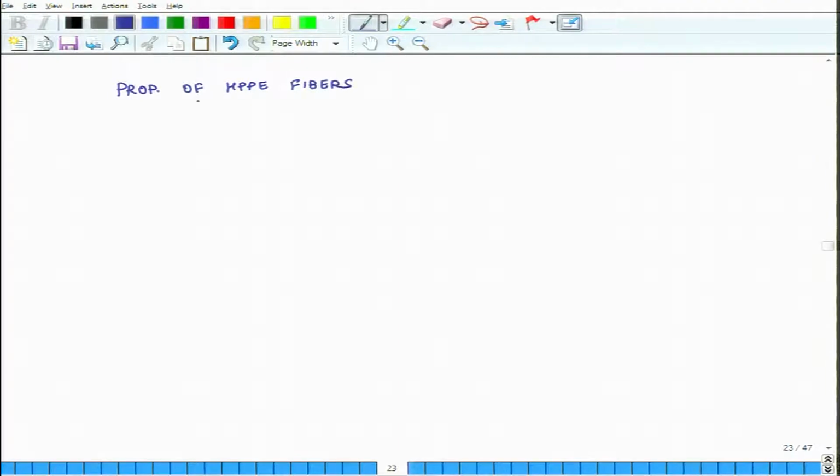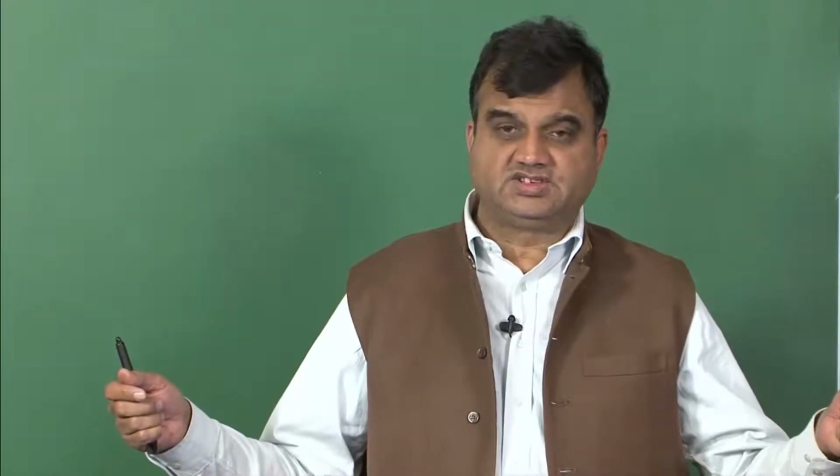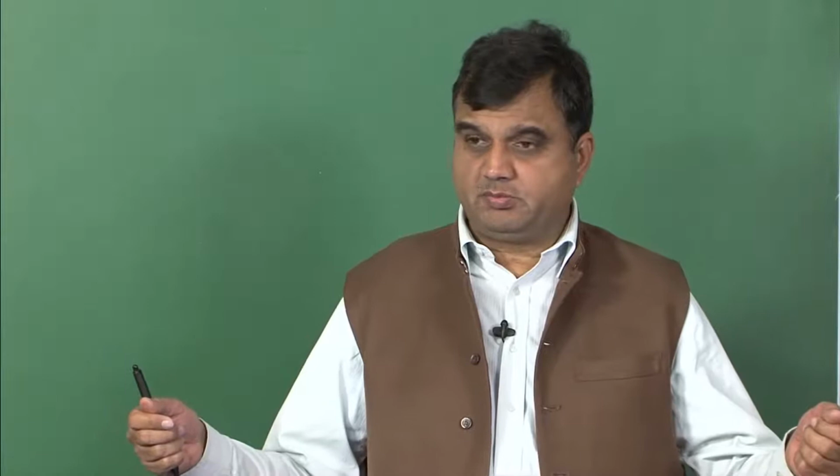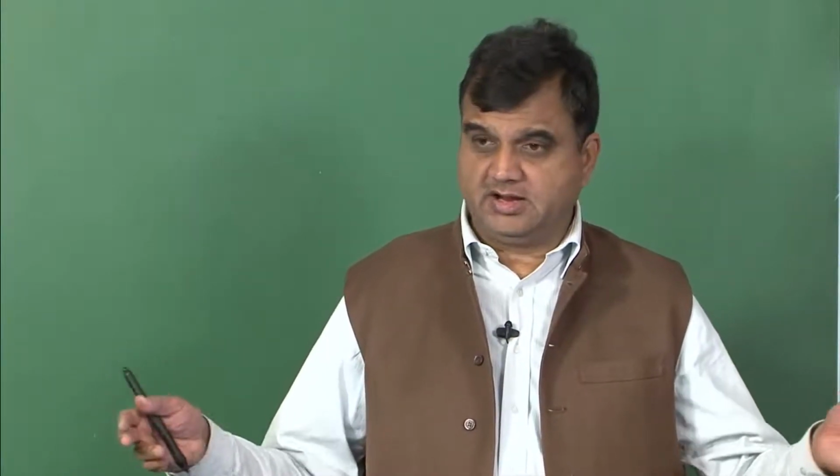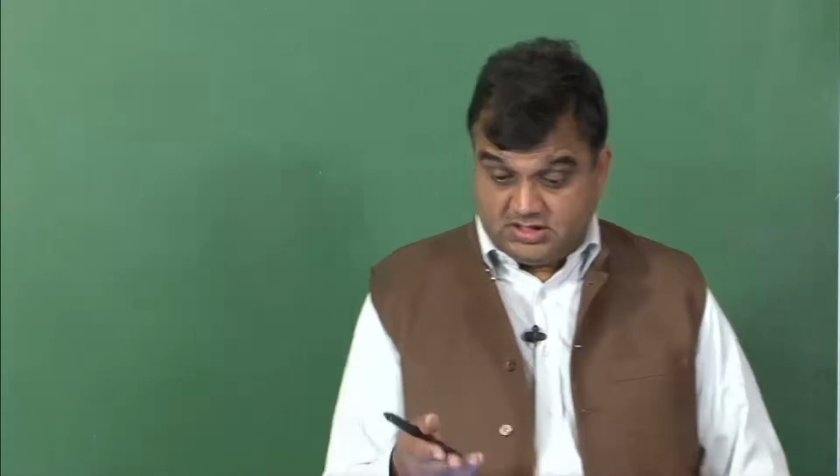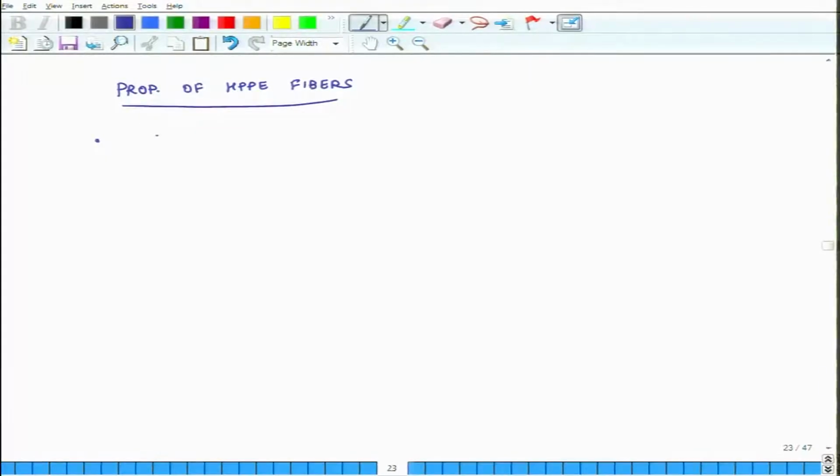Properties. We will look at actual numbers later, but let us look at some of their attributes. A typical plastic, for instance ABS plastic or polyester, if you pull it, its strength will not exceed maybe tens of MPa. Some super good plastic may be 100, 200 MPa. But these HPPE fibers, their strength is very high.